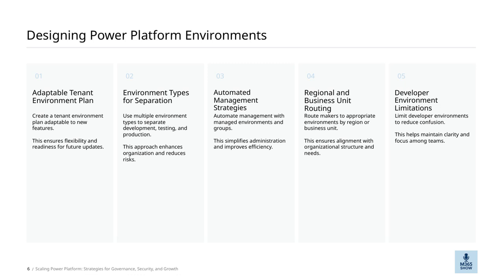First, it's important to limit the number of developer environments. By doing so, we can reduce confusion and help teams stay focused on their tasks. Keeping environments streamlined prevents unnecessary complexity. Next, routing makers to the appropriate environment based on region or business unit is crucial. This ensures that everyone works within the correct context, aligning with the organizational structure and specific needs. It helps maintain consistency and clarity across the board.